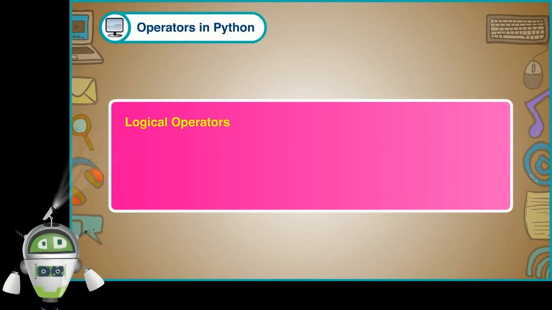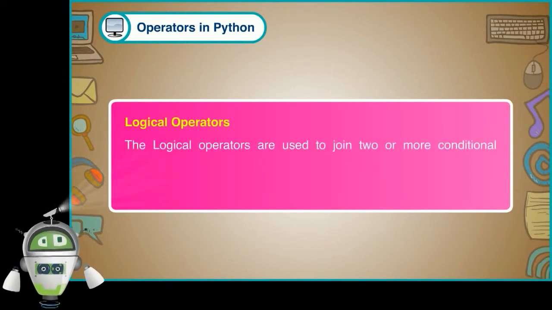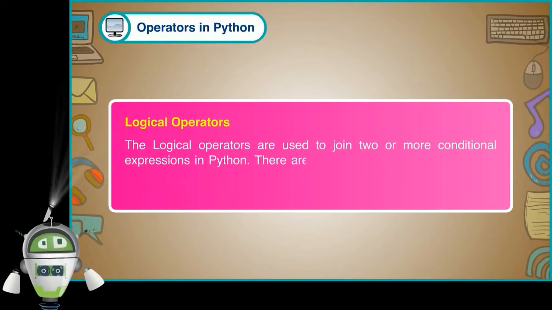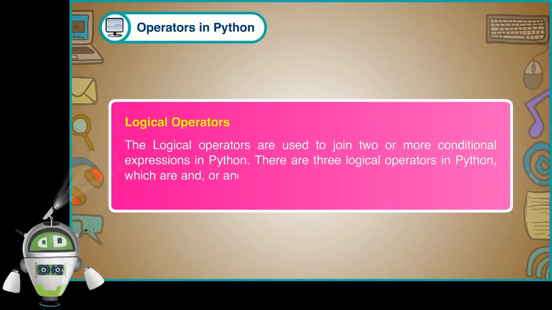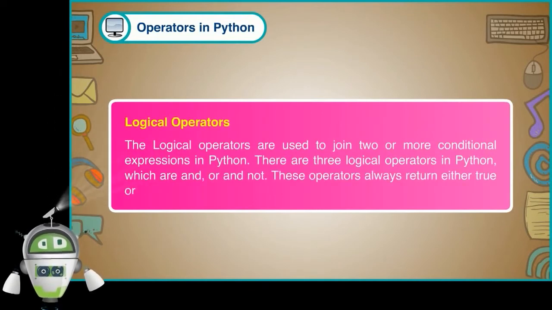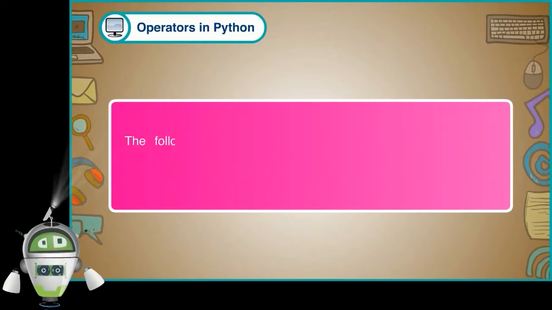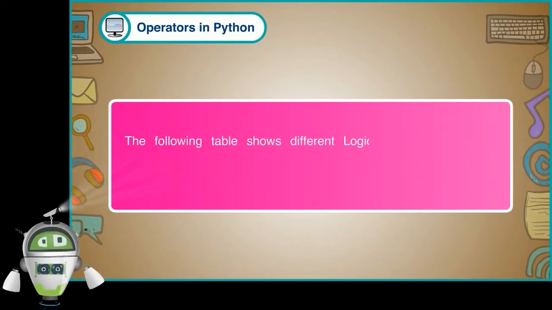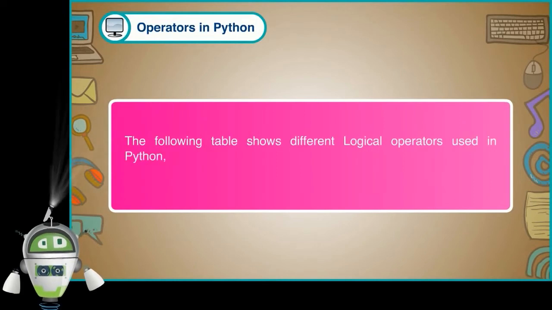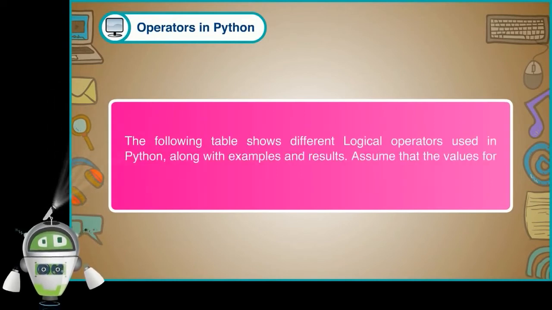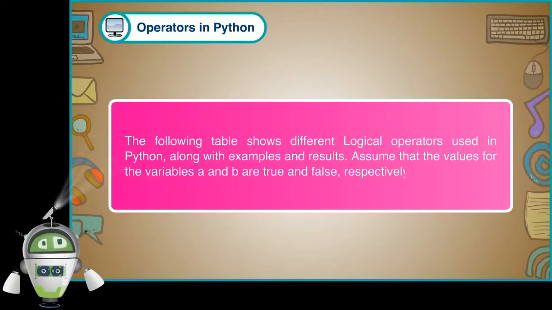Logical operators. The logical operators are used to join two or more conditional expressions in Python. There are 3 logical operators in Python, which are and, or, and not. These operators always return either true or false values. The following table shows different logical operators used in Python, along with examples and results. Assume that the values of the variables a and b are true and false respectively.